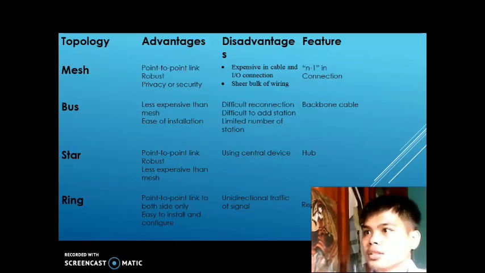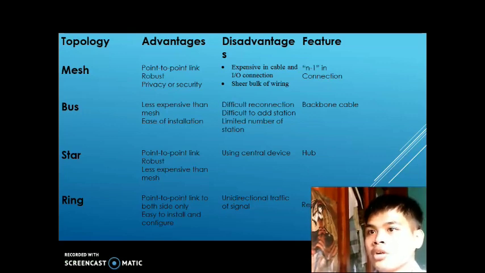Topology: mesh, bus, star, ring. Advantage: mesh has point-to-point links and robust privacy or security. Disadvantage: expensive in cable, I/O connections, sheer bulk of wiring, and n-1 connections. Bus is less expensive than mesh, with ease of installation.